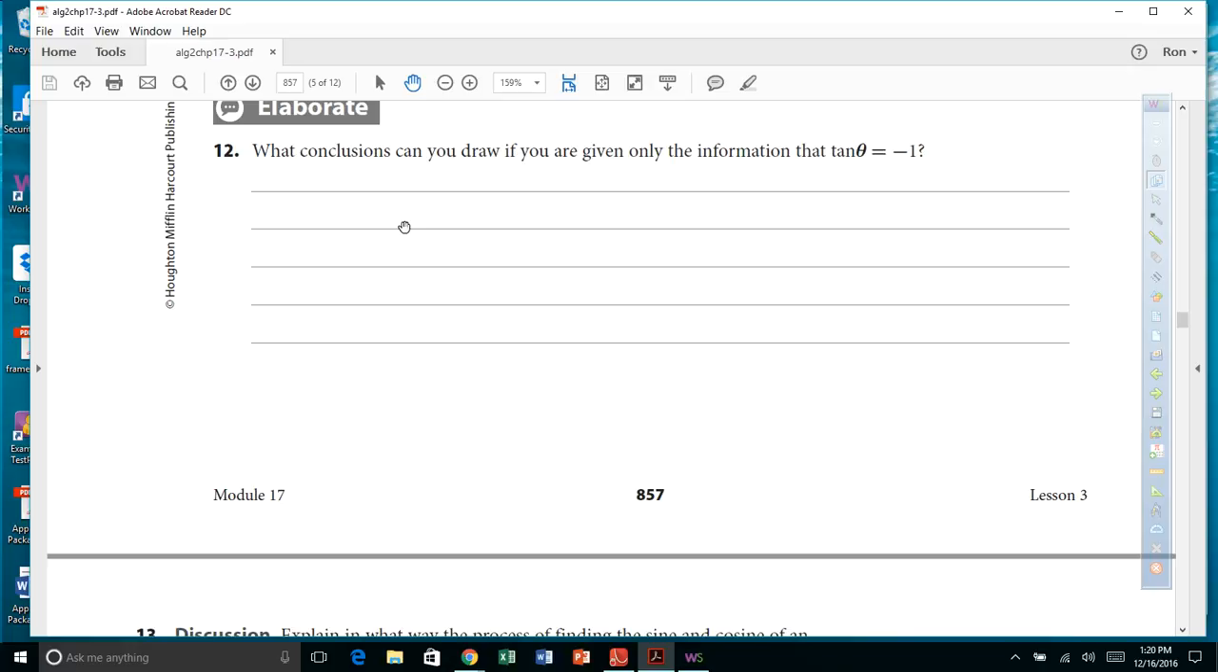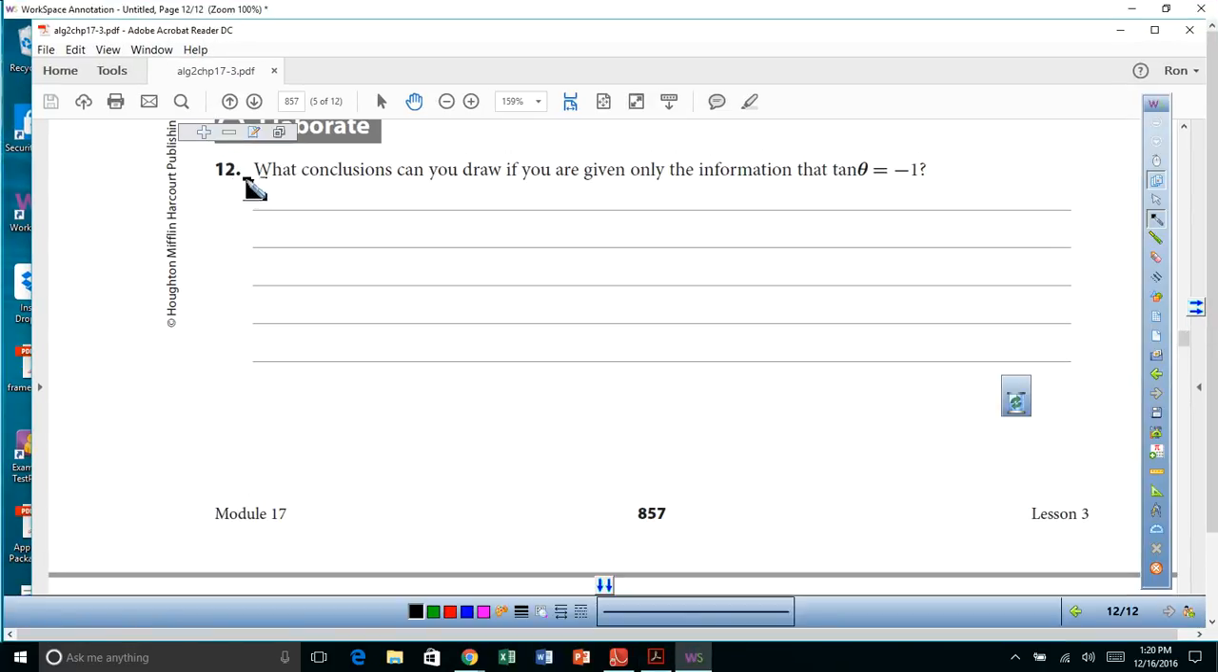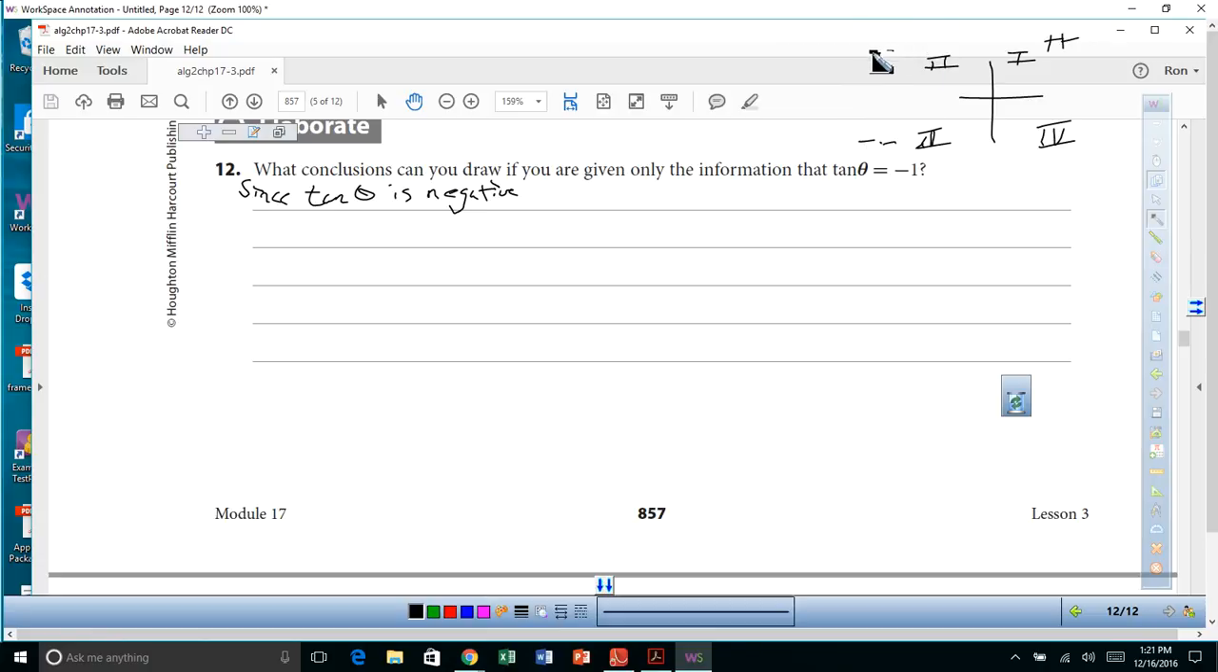All right. Let's see here. Since tangent theta is negative, and this is 1, 2, 3, and 4, right? So this is positive, positive. This is negative, negative. This one is negative, positive, and this one over here is positive, negative. And that's the X, and that's the Y. So it has to be from quadrant 2 or quadrant 4.